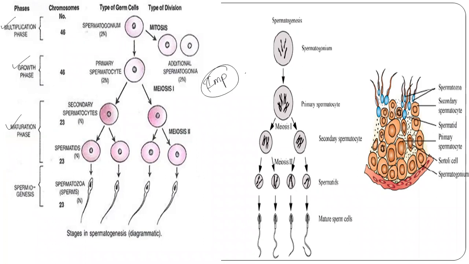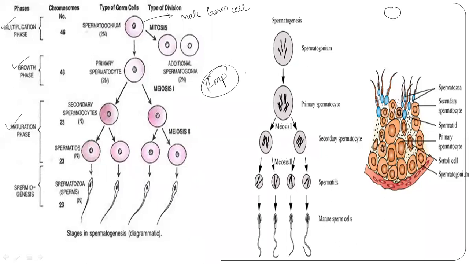But here, the male germ cell will undergo the process known as mitosis. It will undergo mitosis to give a primary spermatocyte. Now you will ask, ma'am, what is this primary spermatocyte? I will tell you.